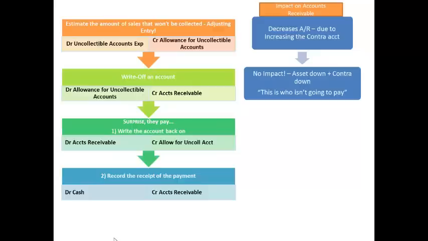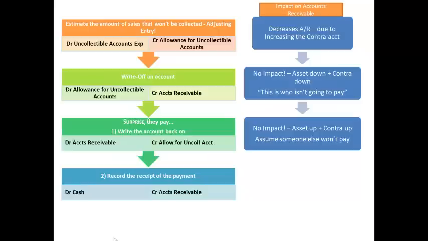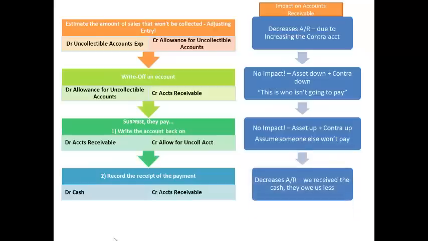Just to fill in the gaps, the last two, it's not as important, but again, no impact. The contra goes up, the asset goes up, and we're just assuming it'll be someone else. We were just wrong. We just figured it'd be someone else who won't pay us. And then lastly, when we actually would receive the receipt of a payment, it would decrease our accounts receivable. Why? Because we actually have the cash now. All right, so let's look at a couple examples.